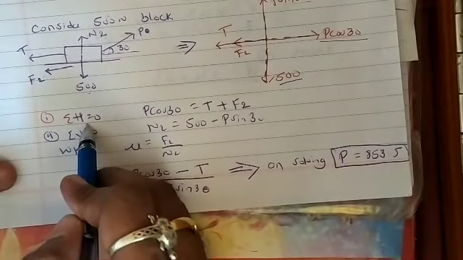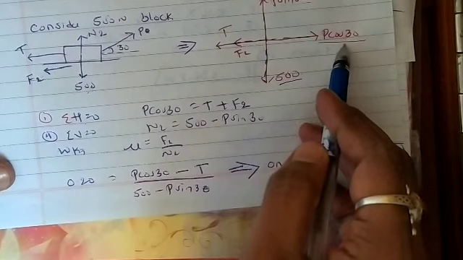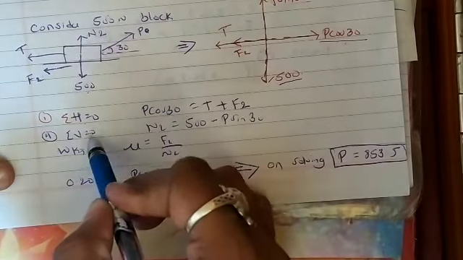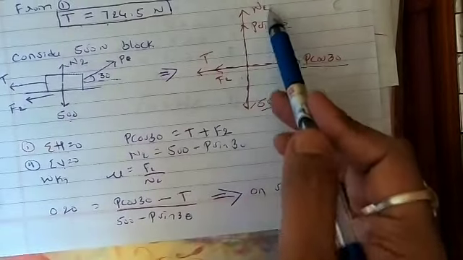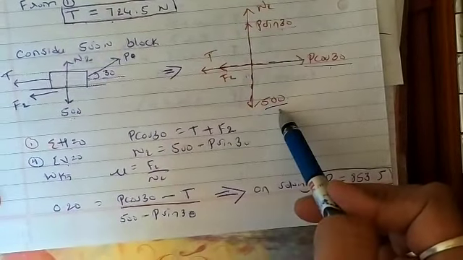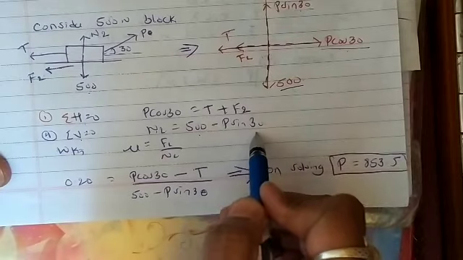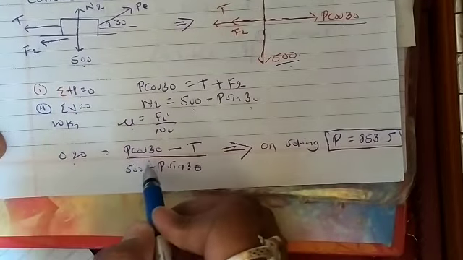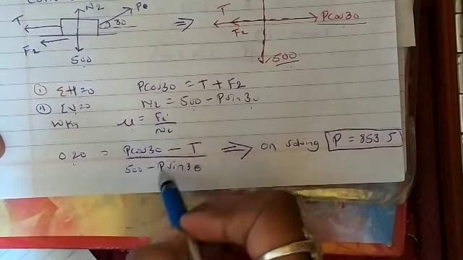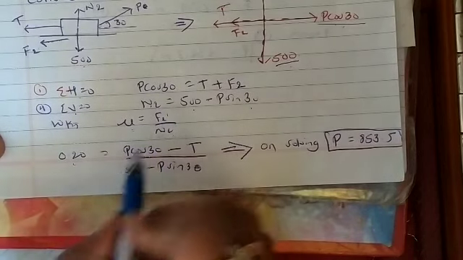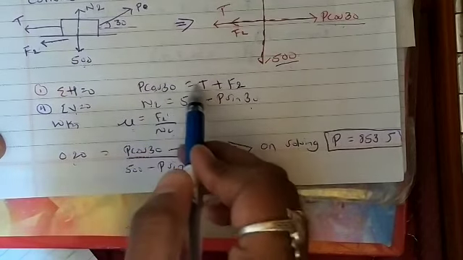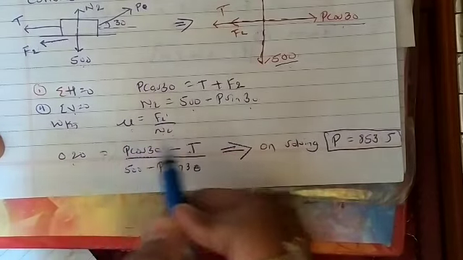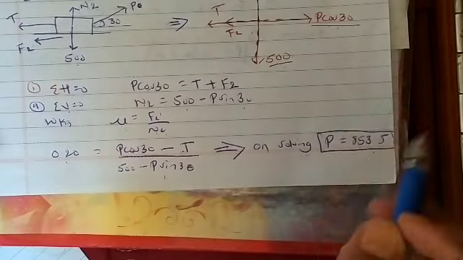Again, first condition, summation of horizontal forces is equal to 0: P cos 30 minus T minus F2, that is P cos 30 is equal to T plus F2. Summation of vertical forces is equal to 0: N2 plus P sin 30 is equal to 500, so N2 is equal to 500 minus P sin 30. Mu is equal to F2 by N2, and mu is given as 0.20. F2 is equal to P cos 30 minus T. Solve this equation and we'll get the value of P as 853.5.